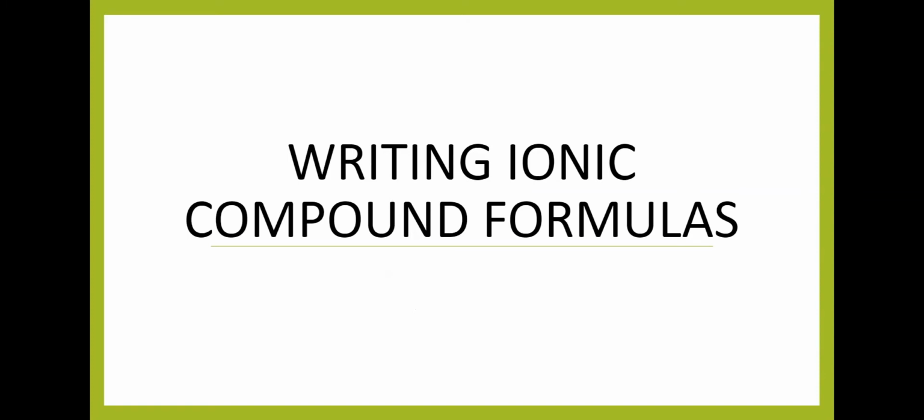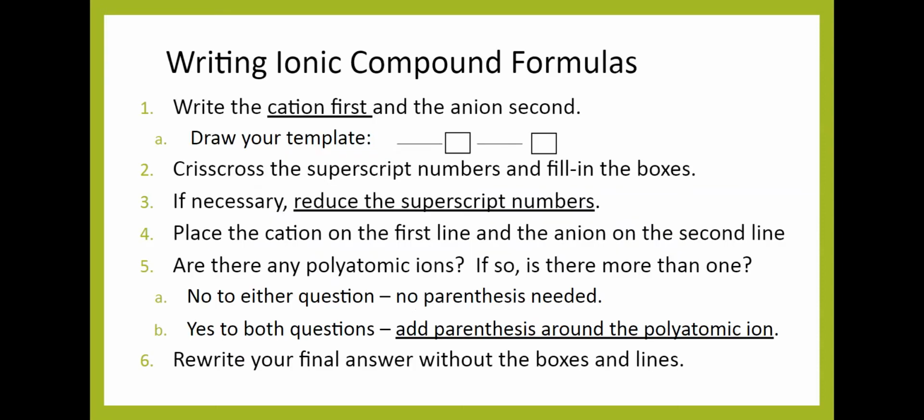Okay, so let's go over how to write ionic compounds with transition metals. Well, it's pretty similar to what we were doing yesterday. We remember we write the cation first, the anion second with that line box template. We're then going to crisscross the superscript numbers and fill in the boxes. And remember, we get the charge for the transition metal from the Roman numerals that are used. If necessary, reduce the subscript numbers, place the cation on the first line, anion on the second line. And if there's any polyatomic ions and we have more than one, we add those parentheses. And then we rewrite our answer to make it look nice.